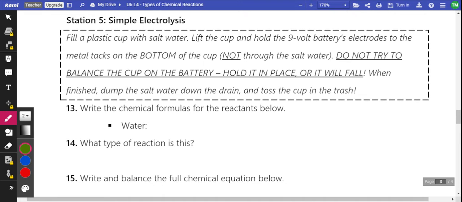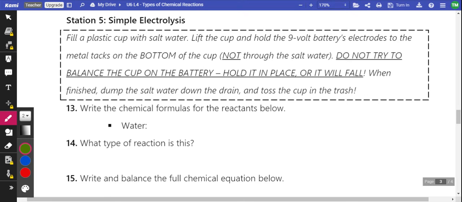Let's look at this one. Okay, so in this case, we've got a cup full of salt water. We use a battery touching some metal tacks on the bottom of the cup to send some electric current through the salt water. And we end up with a reaction, apparently. So let's see what that could be.